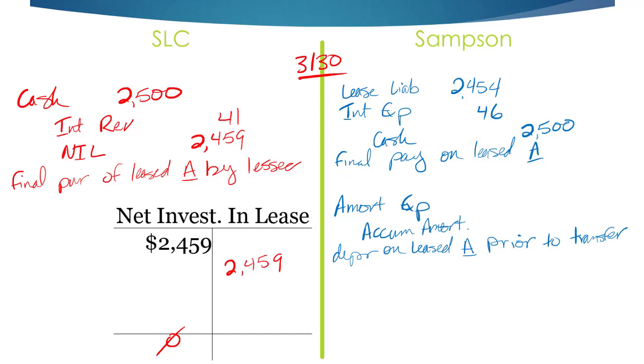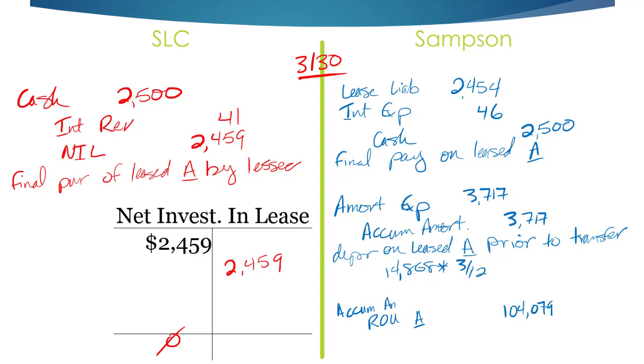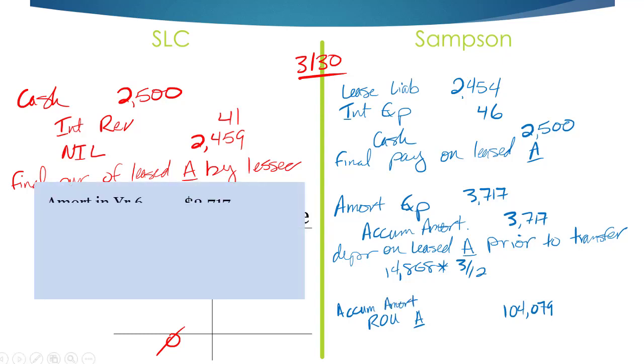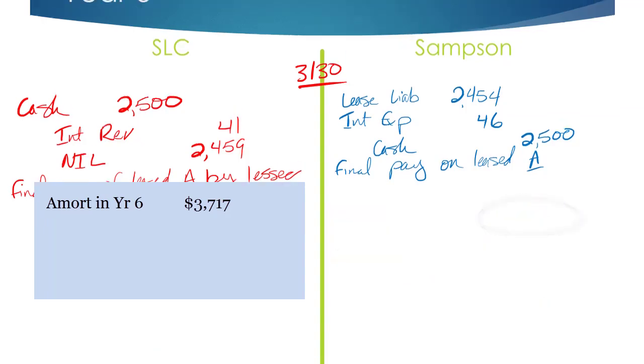And I'm going to take the 14,868 times 3/12, and that's going to give me 3,717. That's going to be the last of my amortization from the time I started this leased asset to now. And now I'm going to move it. So I'm going to get rid of the right of use asset, which was originally 104,079. I'm also going to get rid of the accumulated amortization. And let's see, I've got 3,717 right here.